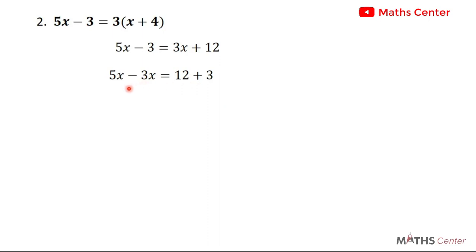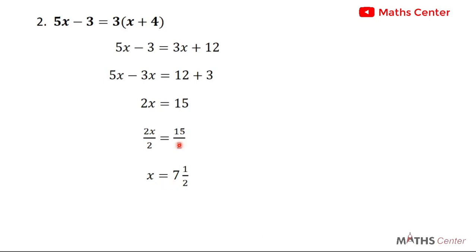So let's move on. 5x minus 3x will give us 2x. We know this from indices. 12 plus 3, we can do this. We know that 12 plus 3 is 15. When you have this, what do you do? You divide both sides of the equation by 2. So when you do that, we get 15 over 2.